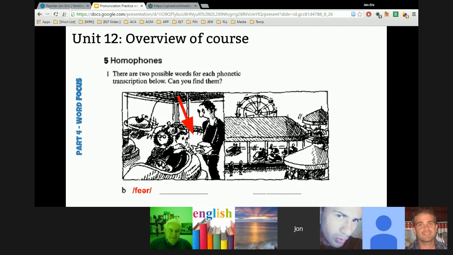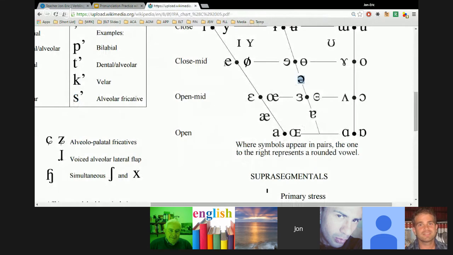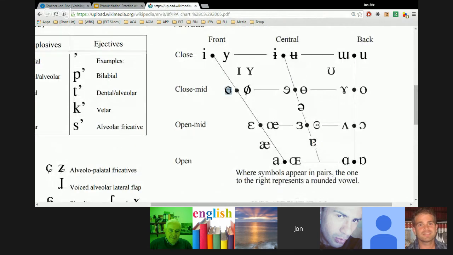Except that I wouldn't pronounce it exactly like that. My pronunciation would be a little different. The first letter is not E. It looks like an E, but it's not. It's this symbol in the IPA chart. Take a look.